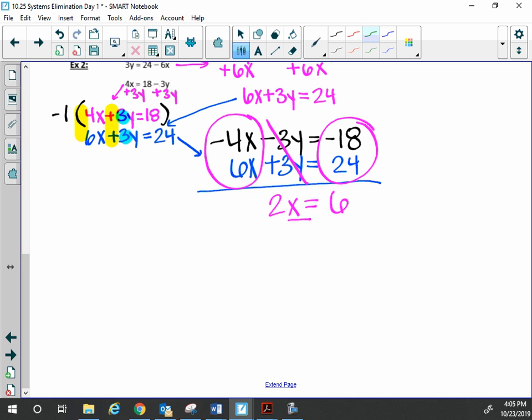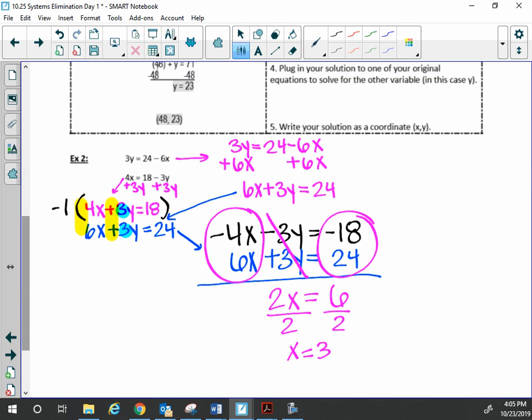If I divide both sides by 2, I've got x equals 3. But remember, you're not done until you have both variables. So go all the way back to the beginning. If x is 3, I need to plug it back in to find y. So let's use our first equation. 3y equals 24 minus 6 times what we now know is 3. So 3y equals 24 minus 18.